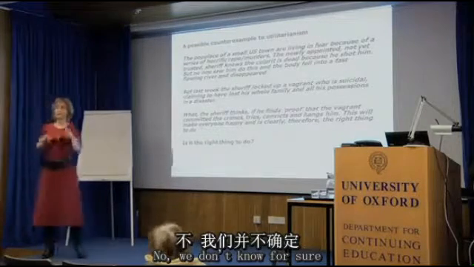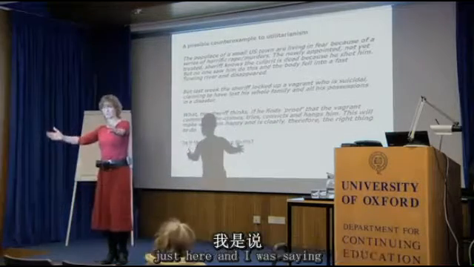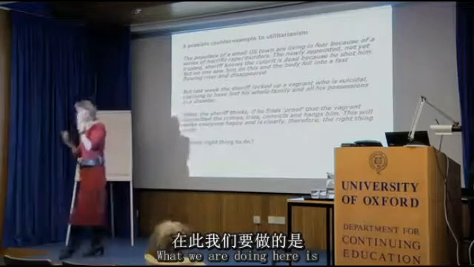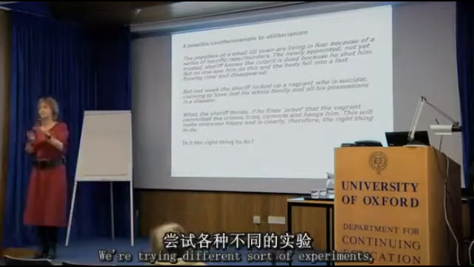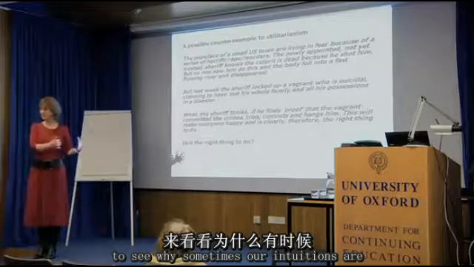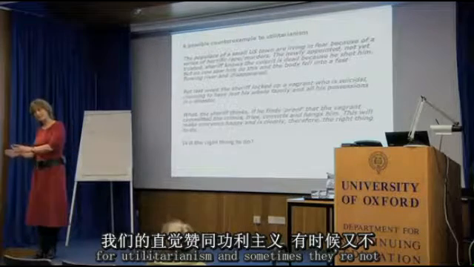No, we don't know for sure. Clearly we don't. But we were supposing that we could know for sure just here, and I was saying, let's say we could know for sure. What we're doing here is we're spinning the possible worlds. We're trying different thought experiments to see why sometimes our intuitions are for utilitarianism, and sometimes they're not.